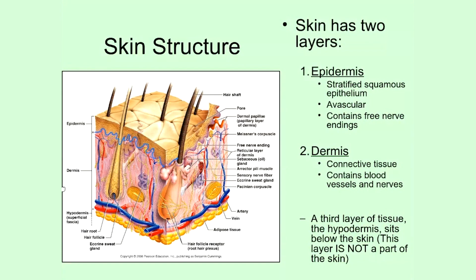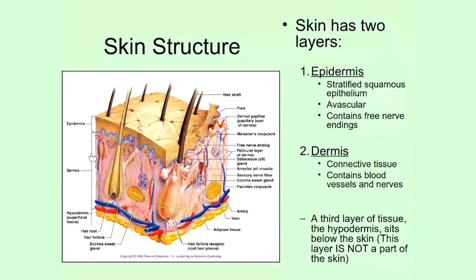One thing that we do see here, though, is it does have free nerve endings, and that's why you can sense things on your skin. You can sense changes in temperature and those kinds of things because you do have nerve endings that extend up into the epidermis. The second layer of the skin is the larger layer.